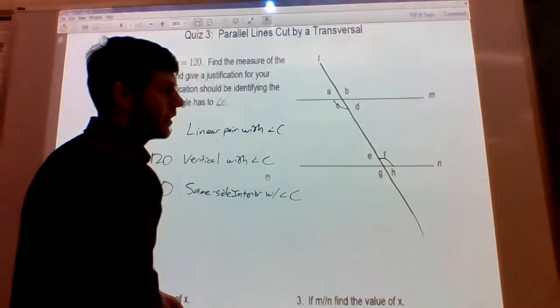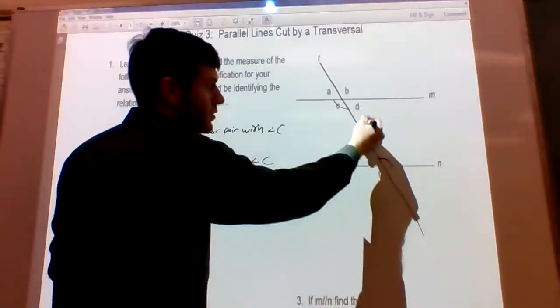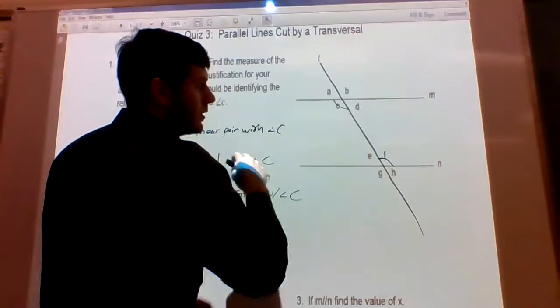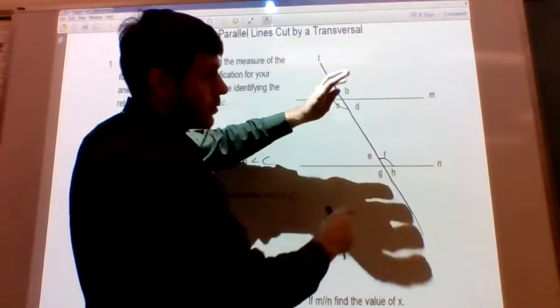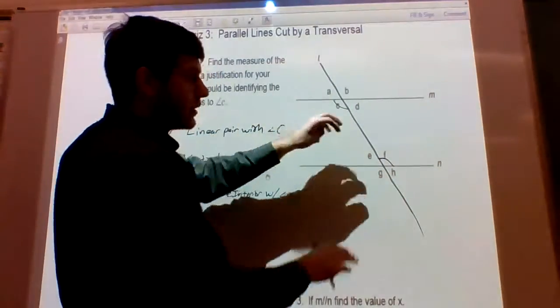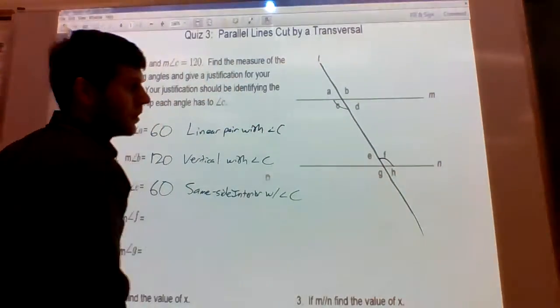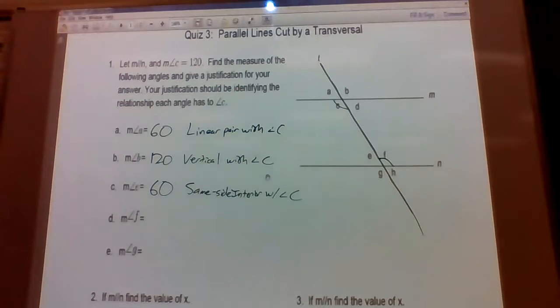So the question here is, are they on the same side of the transversal? Here's our transversal. On the same side, or are they on opposite sides? In this case, they are on opposite sides. One's on the east side, one's on the west side, right? Opposite sides of the transversal. So we know it's going to be alternate. There are alternate sides. Alternate.